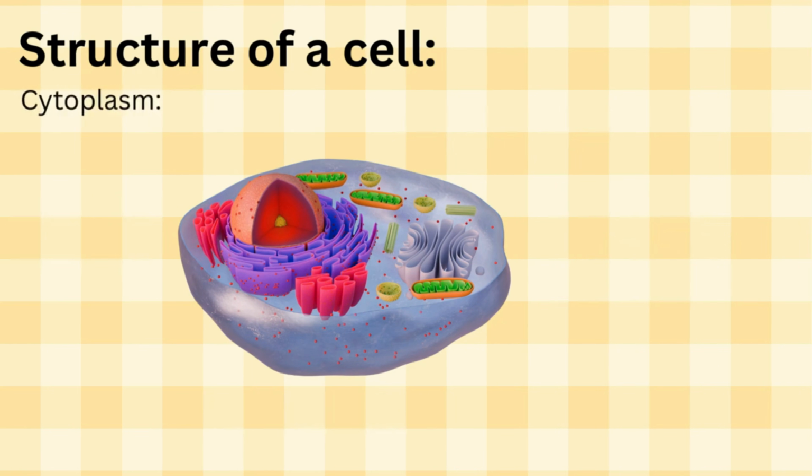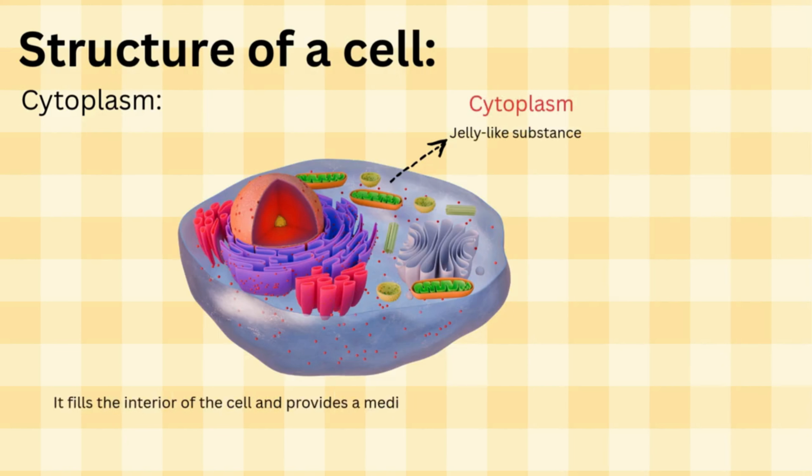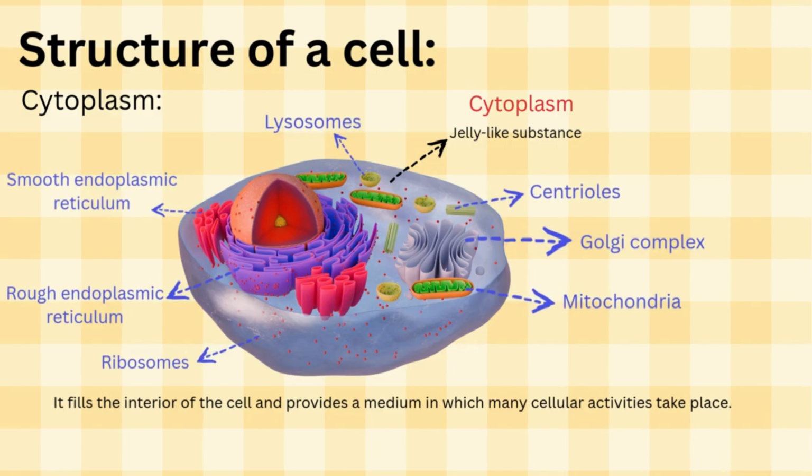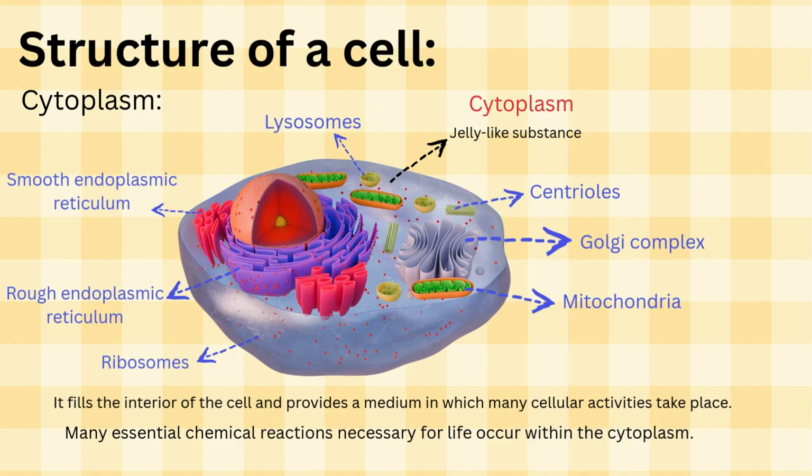Next, we have the cytoplasm. Inside the cell membrane, there is a jelly-like substance known as the cytoplasm. It fills the interior of the cell and provides a medium in which many cellular activities take place. The cytoplasm contains many important structures called organelles. Each of these organelles performs specific tasks that help the cell function properly. In fact, many essential chemical reactions necessary for life occur within the cytoplasm.